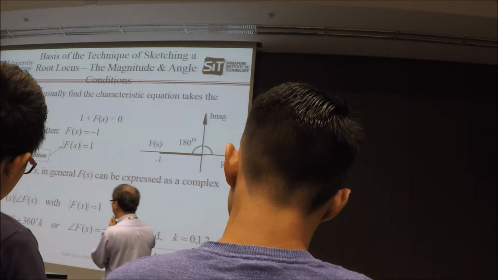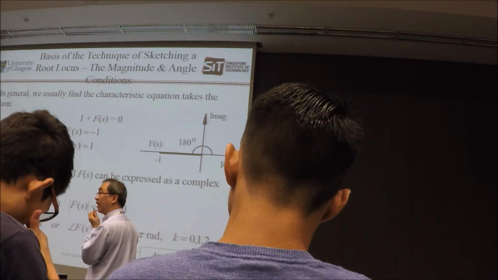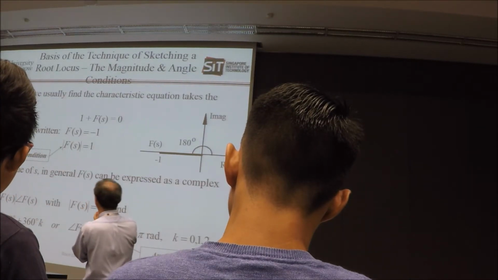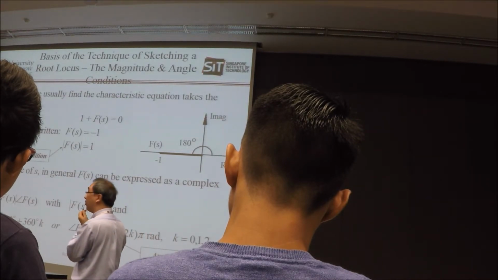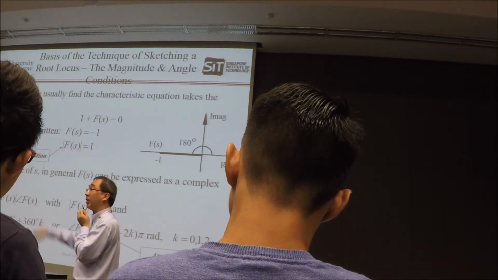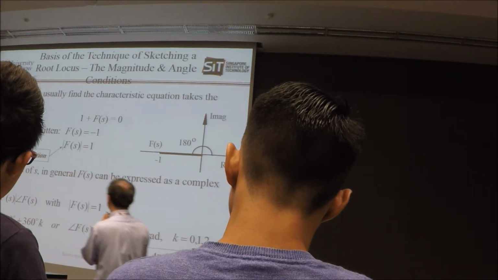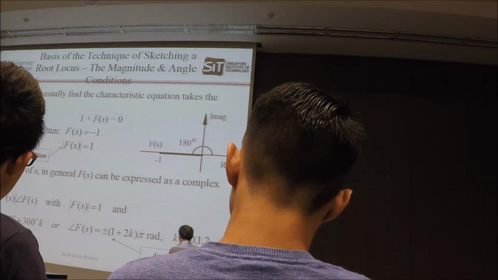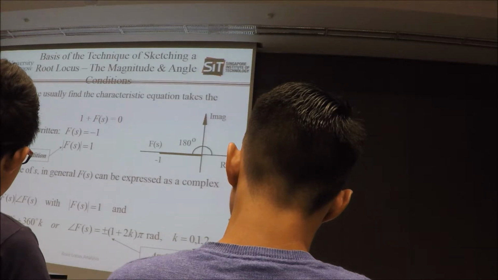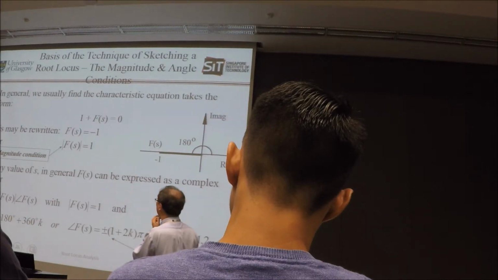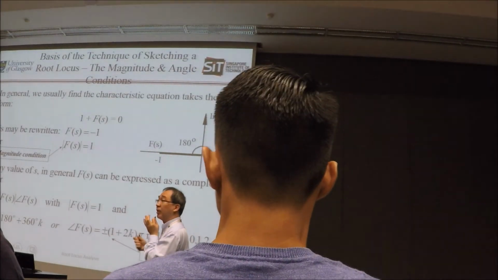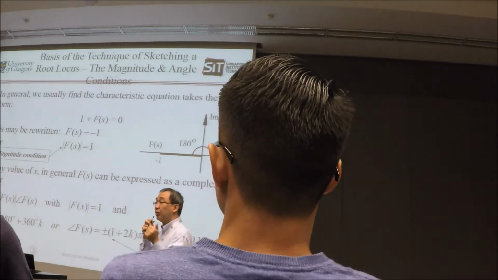So F(s) can be written as a magnitude plus an angle. In this case, the magnitude is equal to 1. We have already worked it out. The angle is going to be equal to 180 plus 360k, where k depends upon how many rounds you go through. In simplicity, I can write the angle condition as (1 plus 2k) multiplied by pi, because pi is 180 degrees, so it's 2k pi. So in our characteristic equation, translating into your complex relationship, you have two conditions that you need to fulfill.